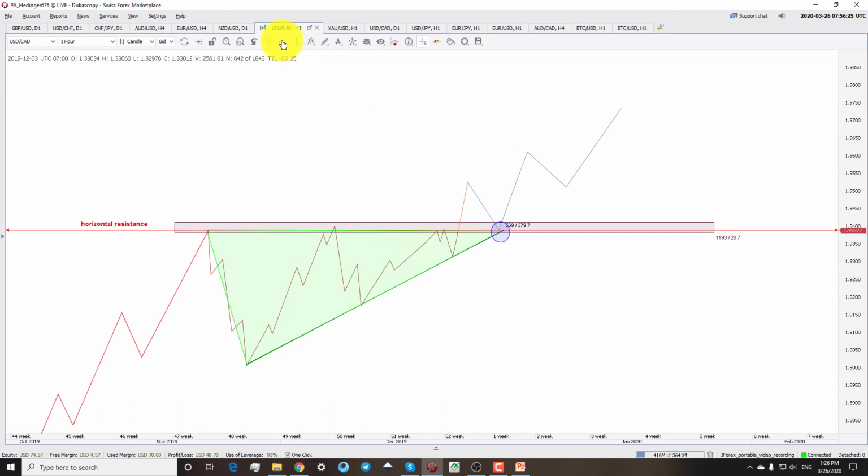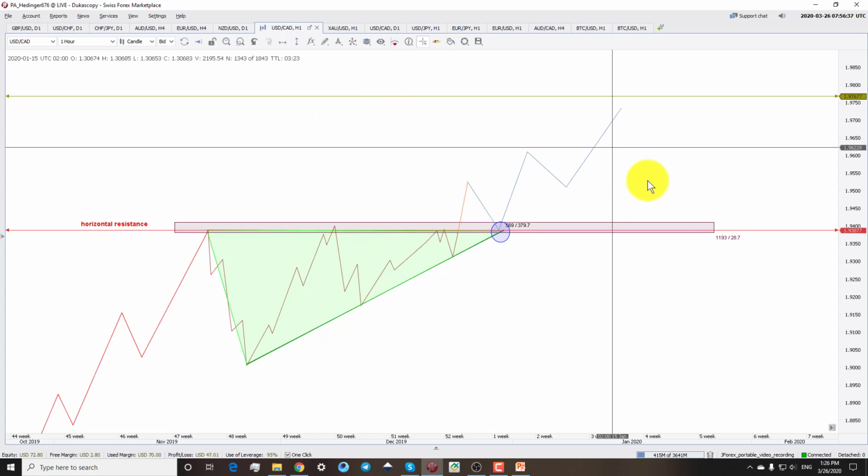It is approximately 1.9768. So we will mark 1.9768 on the chart. So this will be our probable target.